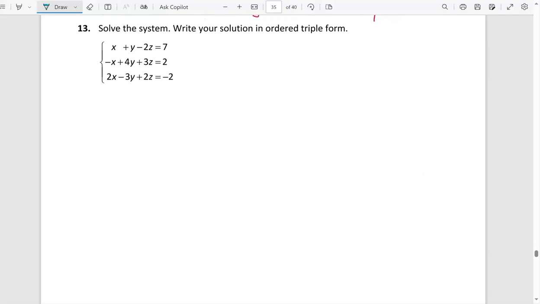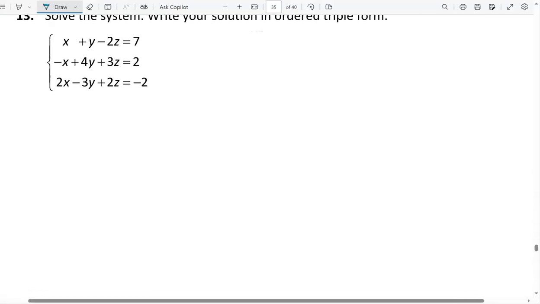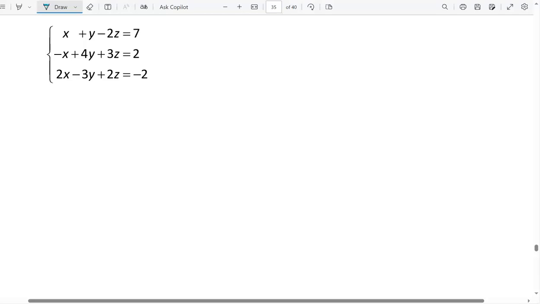Our last exercise here is to solve a system without a calculator and write the solution in ordered triple form. So what we're going to do is eliminate the same variable twice using different pairs of equations. The very first pair of equations I'll use is 1 and 2.